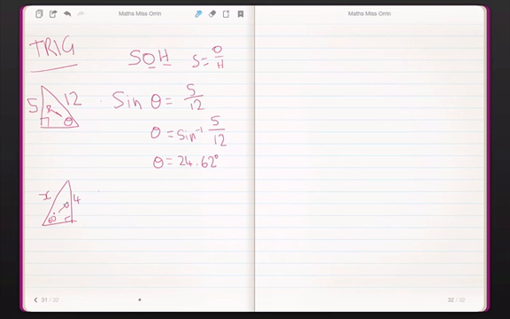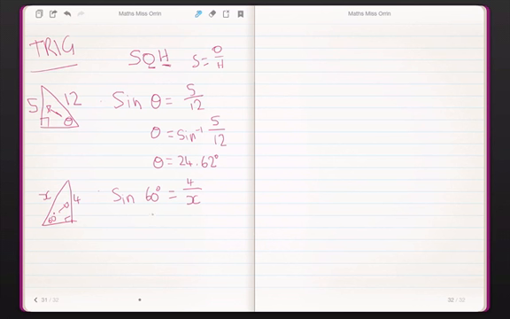We know the opposite and we know the hypotenuse. Opposite and hypotenuse. So we're still going to use our sine rule. So sine, and this time we're not going to write theta. We're going to write 60 because we know the angle is 60. So sine 60 equals opposite, which is 4, over hypotenuse, which is x. Okay? So this is the information we have. We just put it straight into the formula.